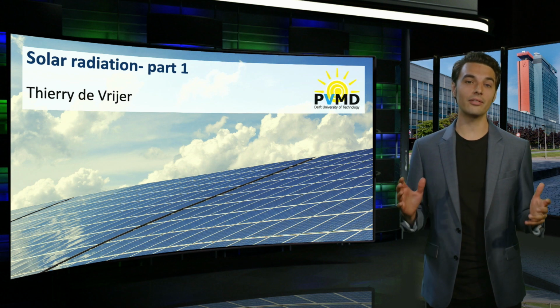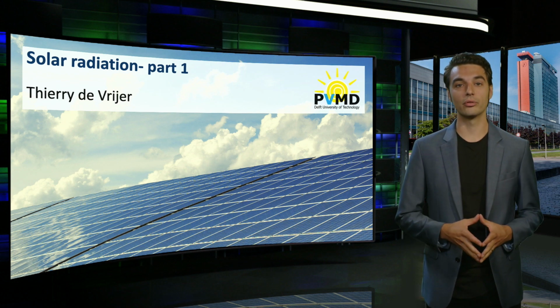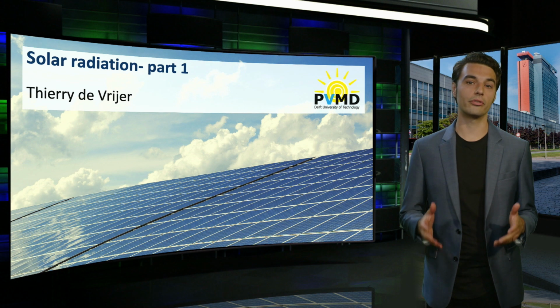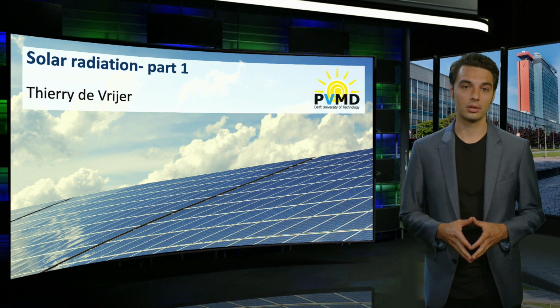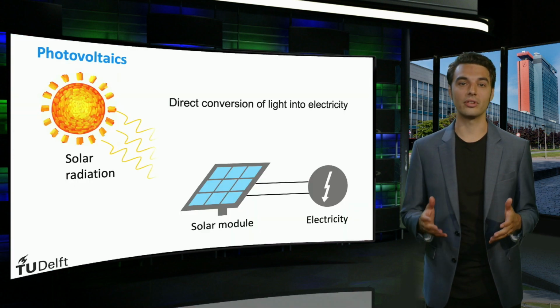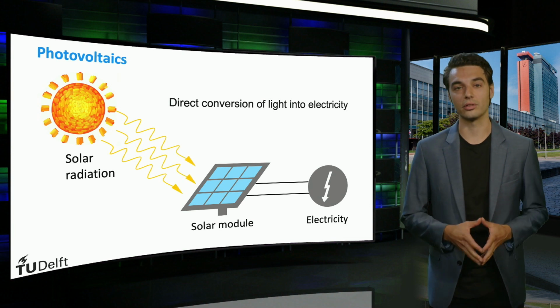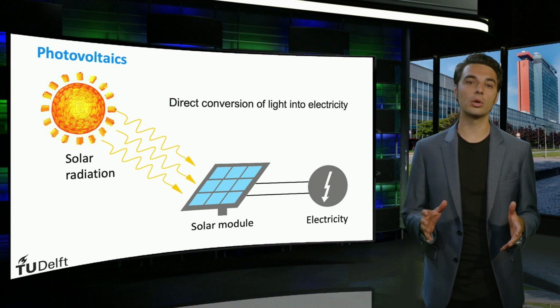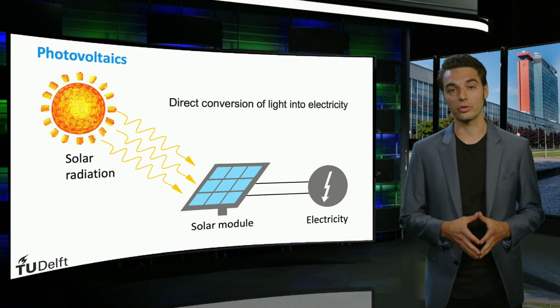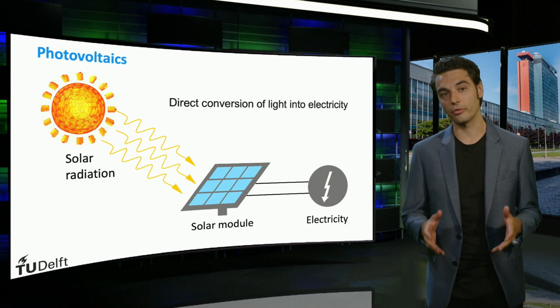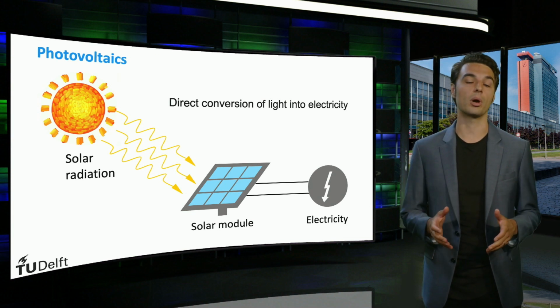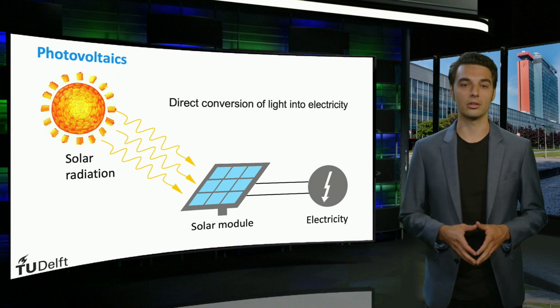After looking at the different technologies available for sustainable energy conversion, we will now focus on the photovoltaic energy conversion. Photovoltaic involves the direct conversion of light into electricity. In the next video, we will learn how this conversion takes place in solar cells. In this video, we will first focus on some important properties of light and solar radiation.